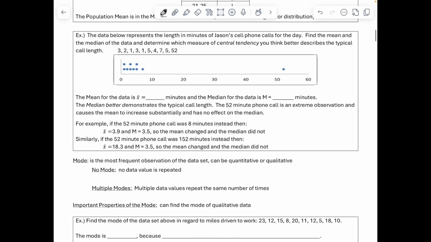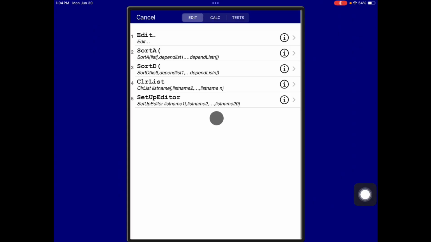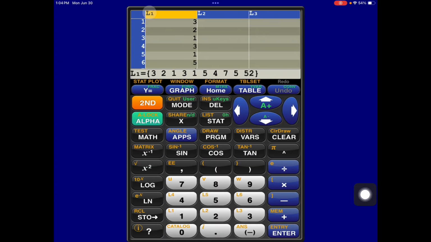The example right below this says the data below represents the lengths in minutes of Jason's cell phone calls on the day. Find the mean and the median of the data and determine which measure of central tendency you think better describes the typical call length. On your graphing calculator, you need to go to Stat, Edit, and enter in all the values into L1, double checking that they're entered in correctly.